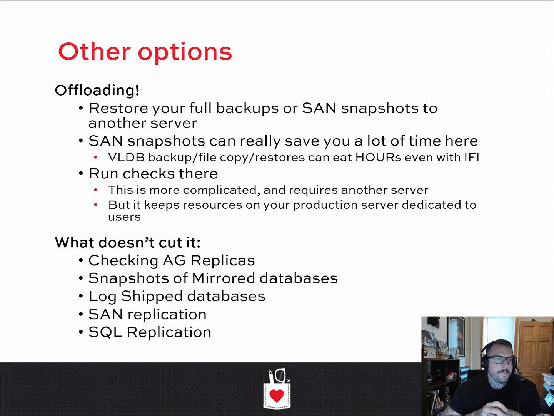What doesn't cut it: checking AG replicas, even though you have to check those anyway. But checking an AG replica doesn't tell you if the primary is corrupt. Checking snapshots of mirror databases, because it's a different copy of the database at that point. Checking log shipped databases, because that's just a bunch of transaction logs applied over a really old full backup of your database. Checking SAN replication, because that's not a bit-for-bit copy of your current database. It's just differences. And of course, SQL replication, which is just useless and I hate it when it's going back. Just kidding, it's great for some stuff.